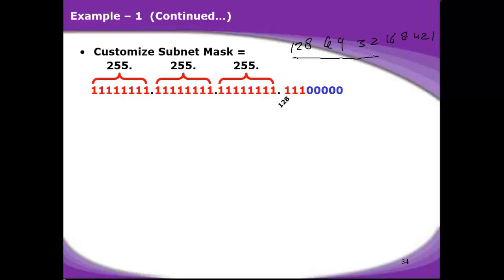So you keep on adding the numbers where you have ones. So you add 128 plus 64 plus 32, because you have 1 up to here. So 128 plus 64 and 32 gives you 224. So your new customized mask is 255, 255, 255 and 224.